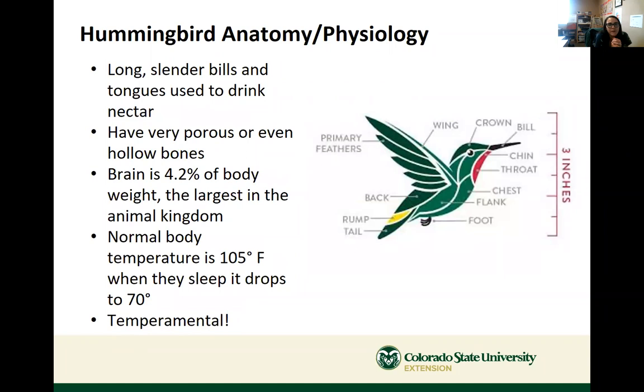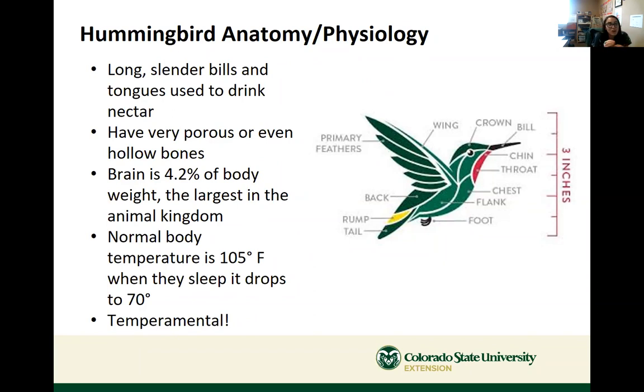The anatomy of a hummingbird: they have those long, slender bills that they use to go into those long-shaped flowers and drink nectar. They have very porous, or actually in some cases even hollow bones, so they're very light. Their brain is 4.2% of their body weight. That's the largest percentage in the animal kingdom. So by weight, they have the largest brains. That's very, very interesting. Their normal body temperature is 105 degrees Fahrenheit. When they sleep, it drops to 70 degrees. So they can really drop it down a lot.